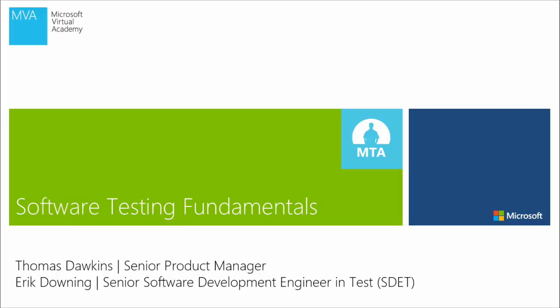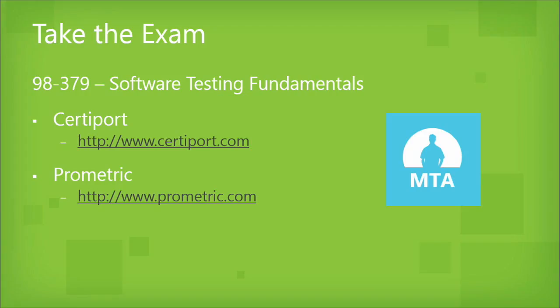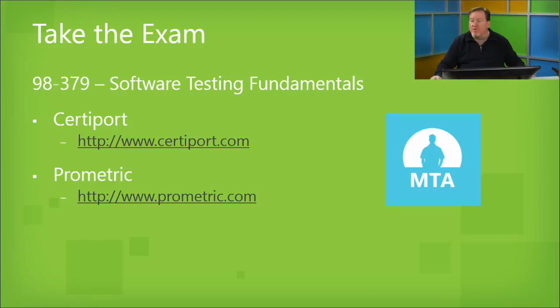Today we're going to cover Module 3 of a 6-part module for Software Testing Fundamentals. This is a Microsoft Technology Associates course. It aligns to a Microsoft Technology Associates exam, number 98-379, Software Testing Fundamentals. You can take this exam at Certiport or any type of Prometric testing centers. The best way to take the exam is first register for the course at these websites, and then identify the nearest location for you to be able to take the exam.